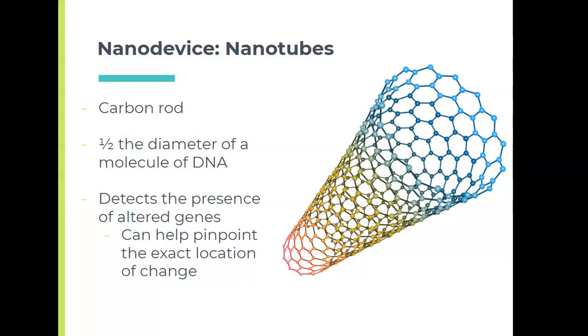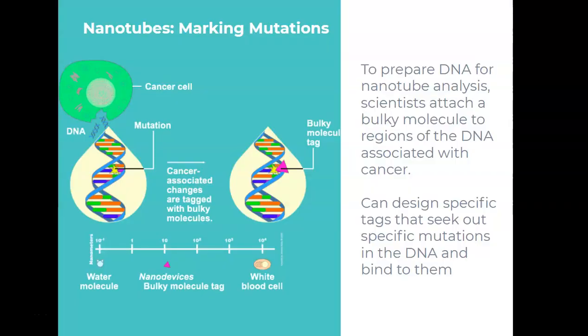Okay, the next is a nanotube, which, as you can imagine, is a tube. It's super small. It is half the diameter of a molecule of DNA. So think about it as wide as about half of the ladder. And it's made mostly of carbon. And it can detect the presence of altered genes and pinpoint specific locations. It also has a huge structural component. You can use them to build different things, kind of like a cytoskeleton. But here's roughly how it can mark a mutation.